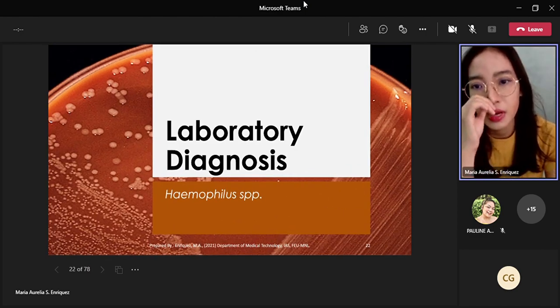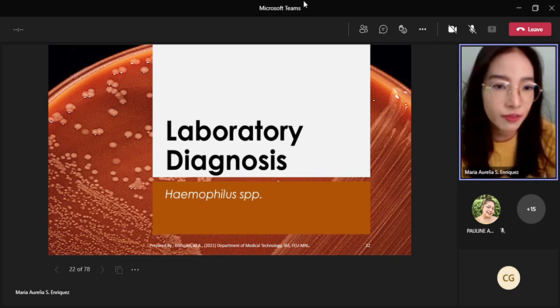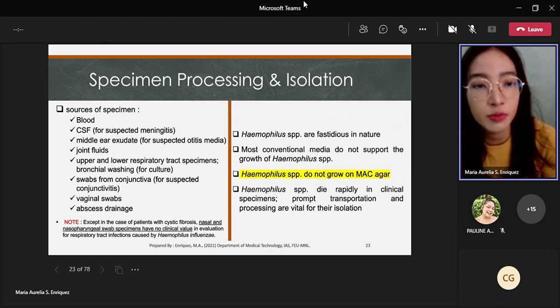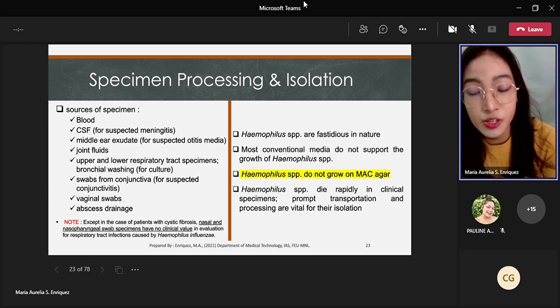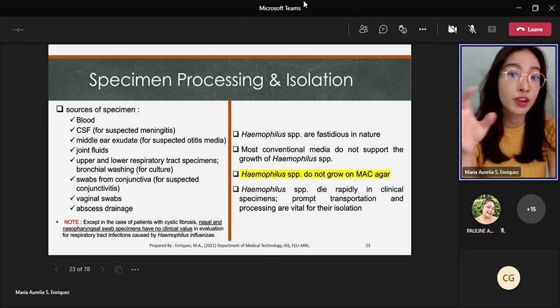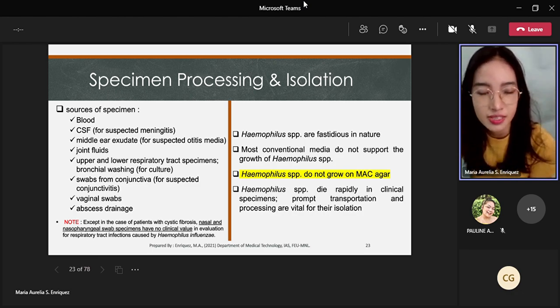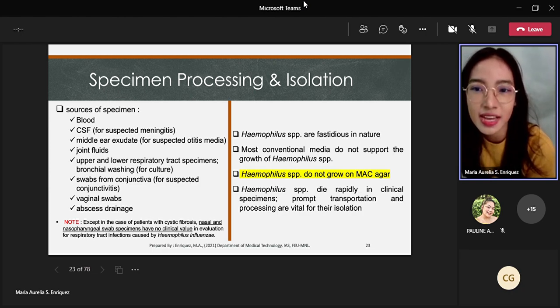All right, so now, what are the methods of laboratory diagnosis for the different Haemophilus species? Ayan. So, unahin natin yung mismong method of specimen processing and isolation, which includes collection. Okay? So, here is a list of possible sources of specimen for any of the previously discussed infections caused by the different Haemophilus species.